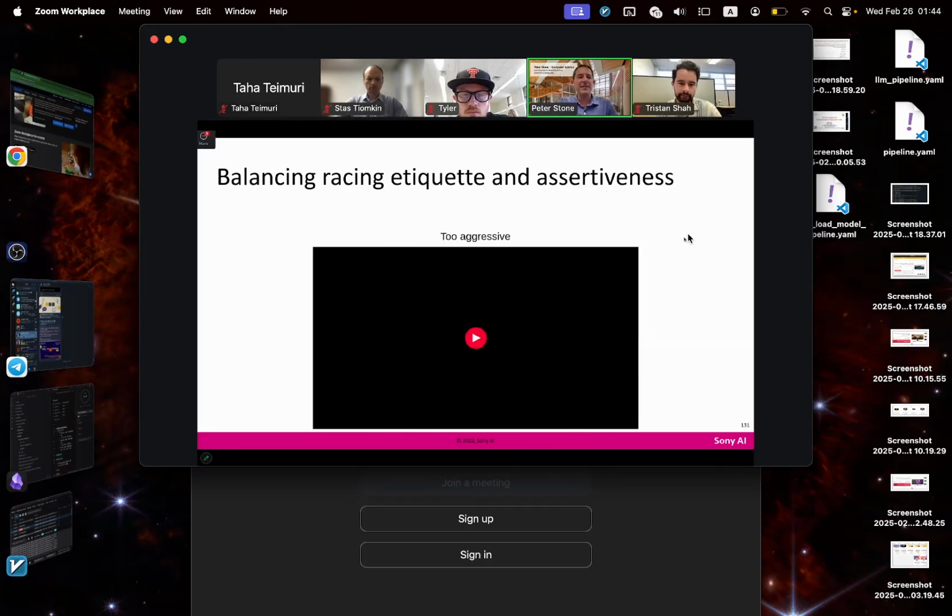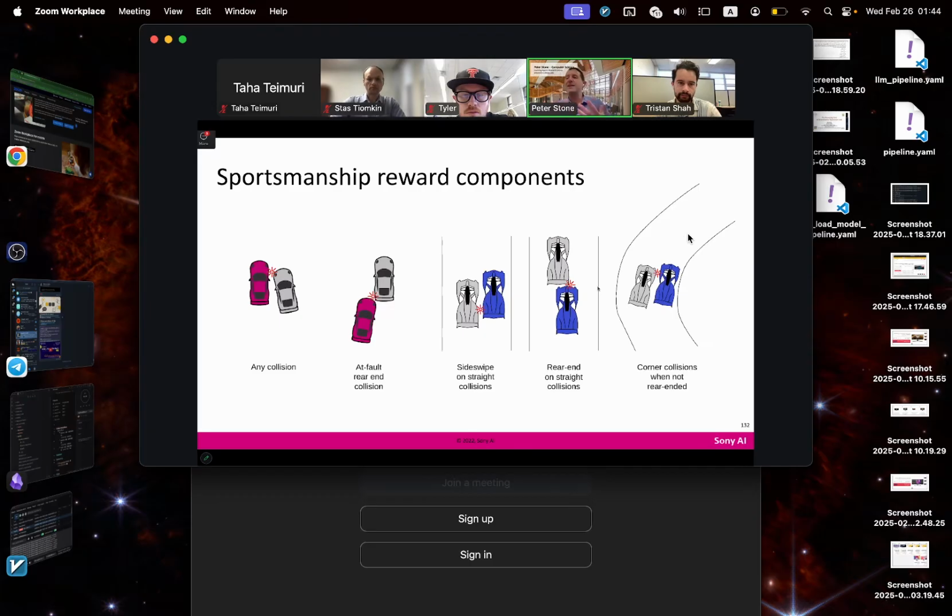So we had to somehow train the agent not to do these things. And so we added extra penalties and tried to operationalize as much as we could who's at fault. So you're always at fault if you're the one who bumps in from the back.